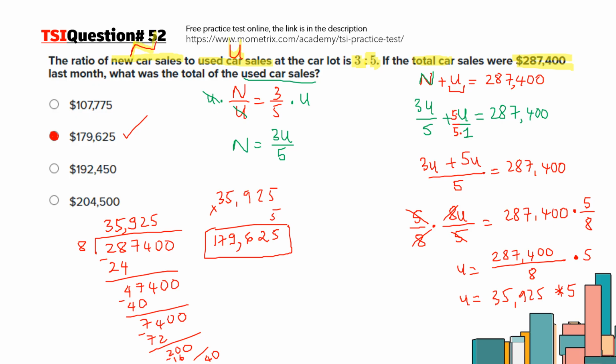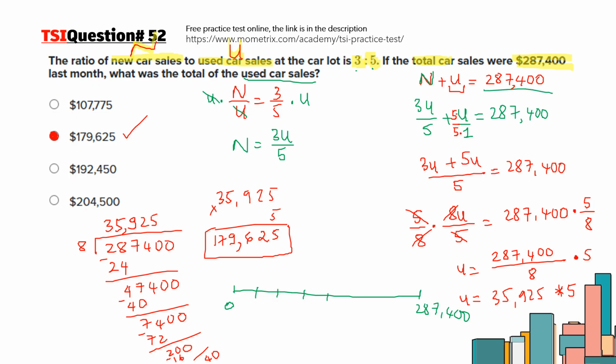Okay, so we can read this one from a different point of view. We can solve for this. So let's think this is how much you got: 287,400. You divide this amount into parts, because you see it's 3 parts right here and then 5 parts. You add them up, you got this much.